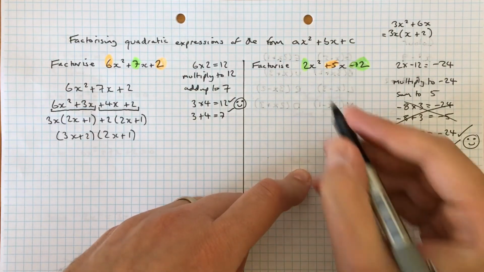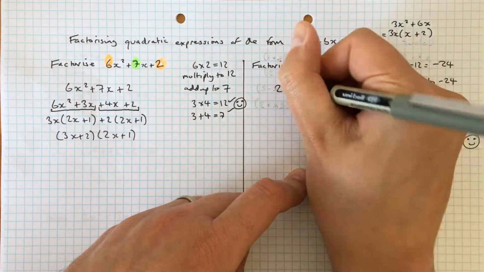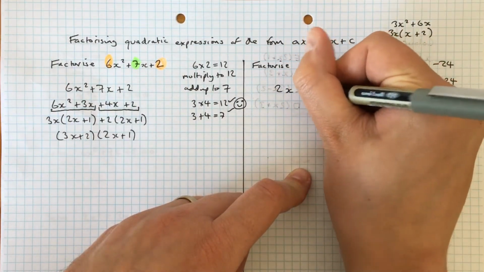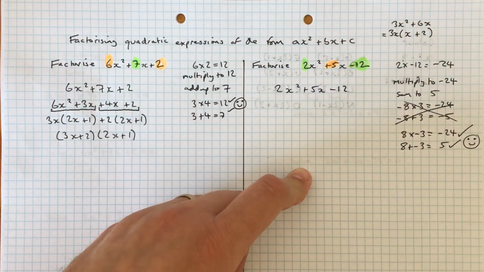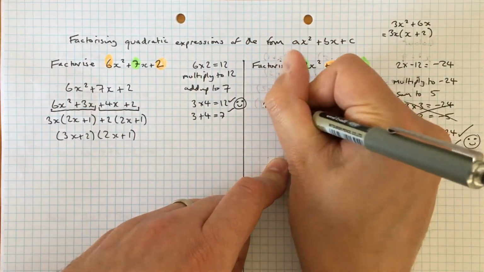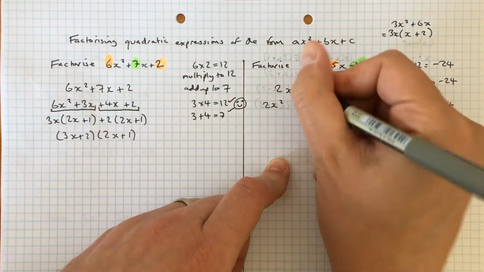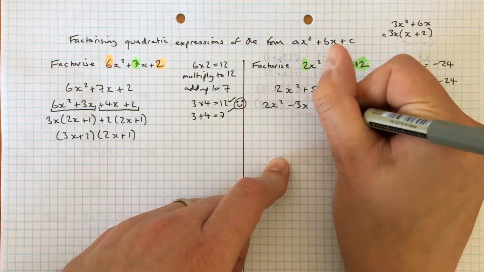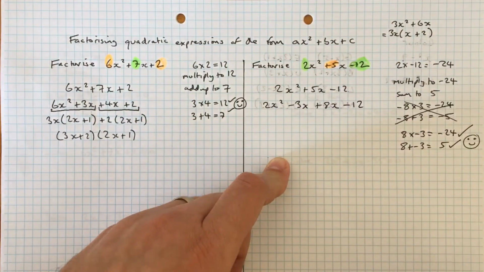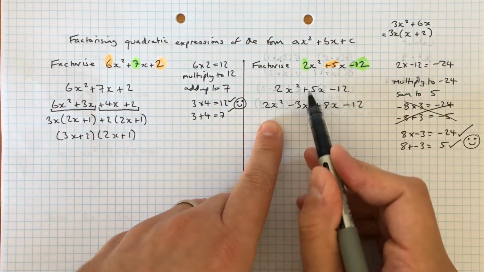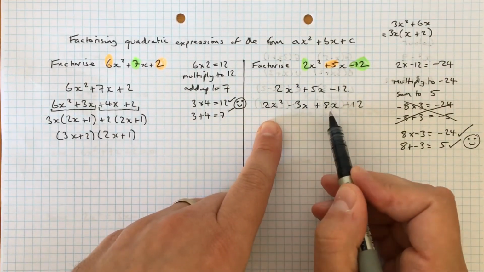I'm just going to write it over here so I've got a little bit more space to work with. I'm going to split my 5x up into a minus 3x and then positive 8x. So minus 3x plus 8x minus 12. This is equivalent to the line above. It's just I've written 5 as minus 3 plus 8.